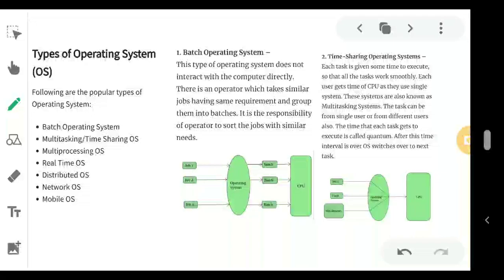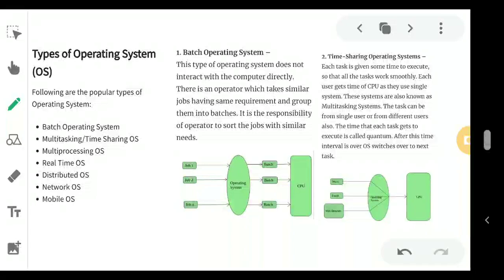Today we will learn the different types or categories of operating systems. Based on the way a user interacts with the computer and the way the computer carries out the job assigned to it, one can broadly classify operating systems into the following categories.